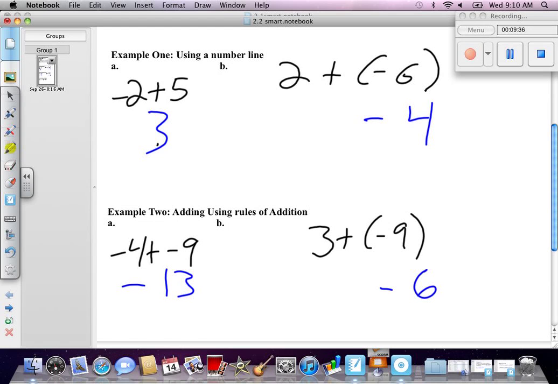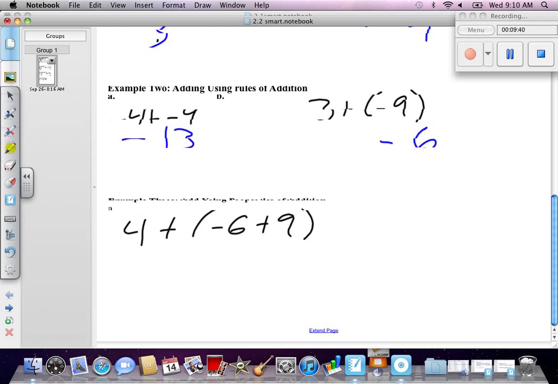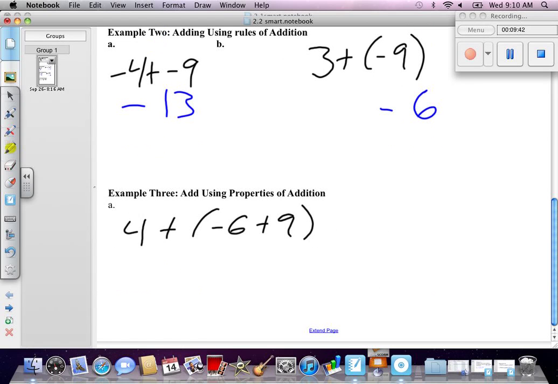Okay, let's move on to the last one. We've got one with the associative property. 4 plus the quantity of negative 6 plus 9. So we're going to do inside the parentheses first. You owe me $6, but you have 9. How much? Do you owe me money? Do you have money? How much? 3. And then 4 plus 3 gives us 7.